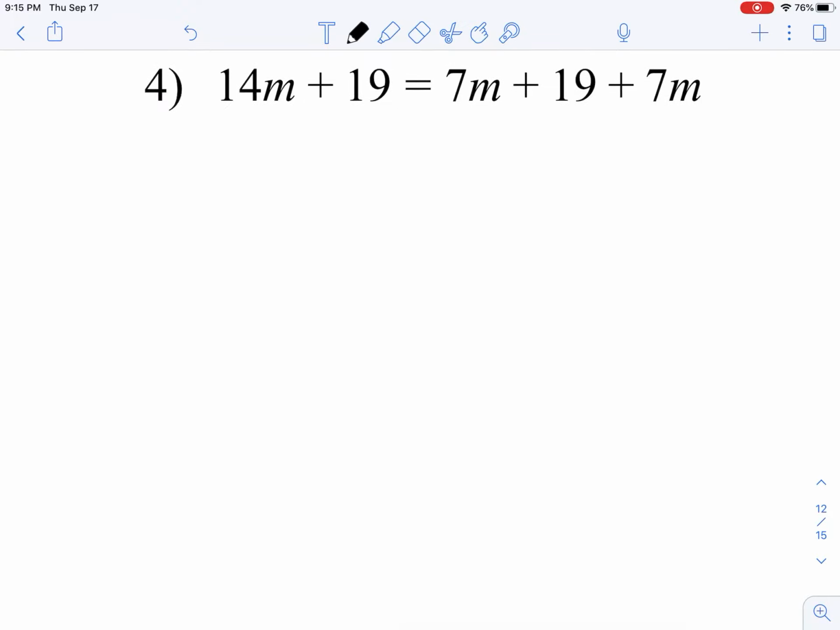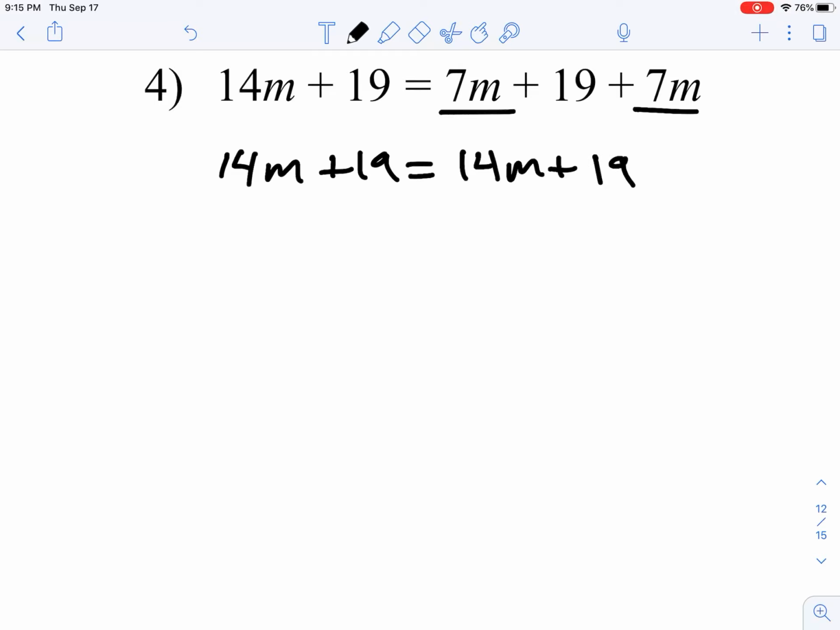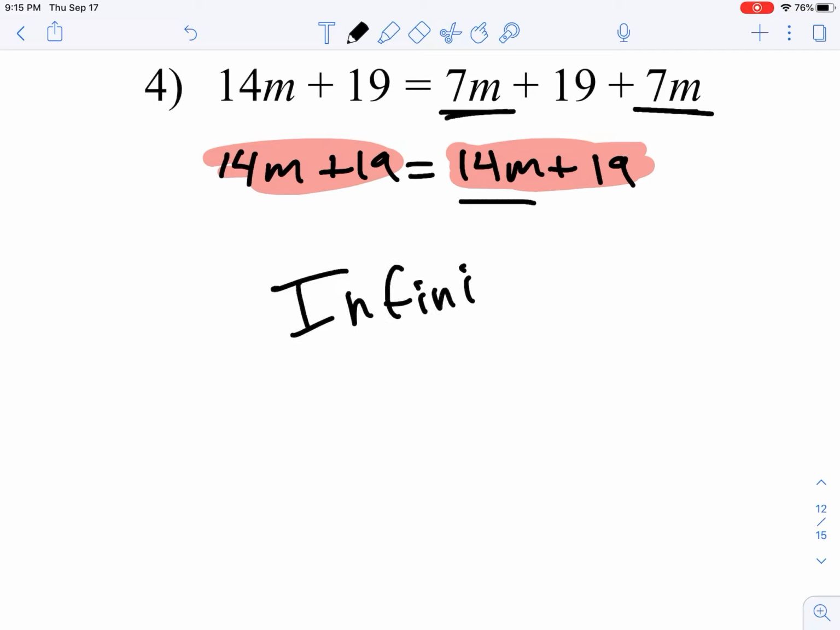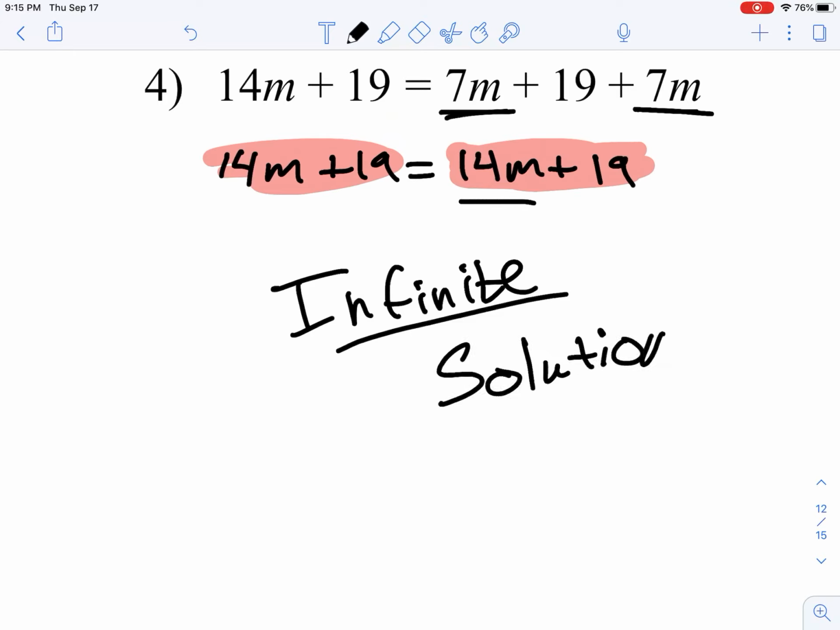Let's go on to the fourth one. I see like terms right away. So 14m plus 19 equals 14m plus 19. I added these together and I got the 14m down here. Now if I look at what I have, this side is exactly the same thing as this side. And whenever you get the same thing on both sides of the equal sign, you can be done. And you can write infinite solutions.